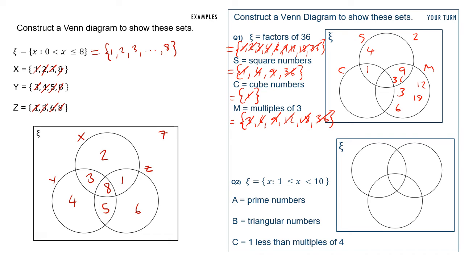Second question for you here. So we've got the numbers greater than or equal to 1, going up to less than 10, so 9 will be our highest integer there. Primes in that group.